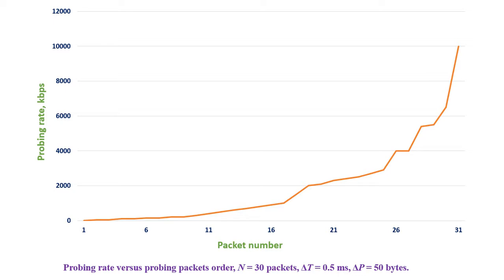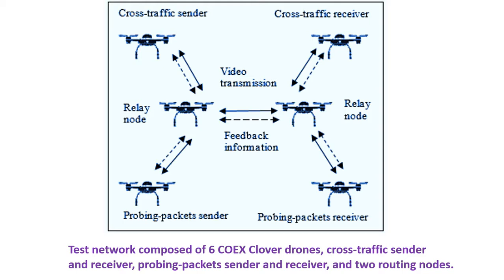Here we see that we used n, the number of packets, equal to 30, delta t equal to 0.5 milliseconds, and delta p, the difference in size of the packets, is 50 bytes. And using all this information, we calculated the minimum and maximum values of the available bandwidth range and the length of the probing train. In this figure, we see a test network composed of 6 Zolertia-type nodes, cross-traffic sender and receiver, probing packets sender and receiver, and 2 routing nodes or relay nodes.